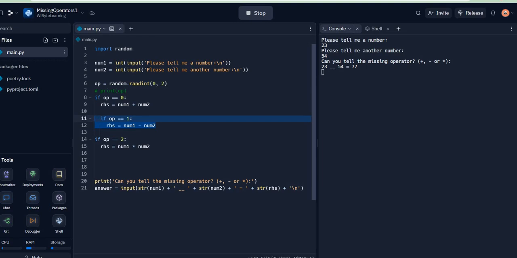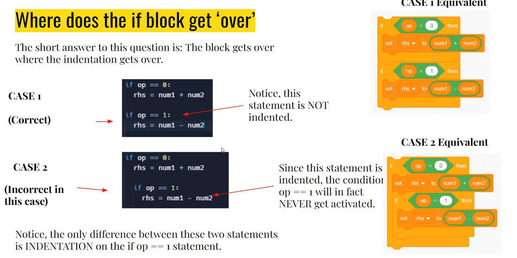To avoid this, the right way is to make sure they are indented correctly. So I'm ending my previous if statement there, I unindent, and then I start the next one. Again, looking at the equivalent Scratch code makes it quite clear. Like I said, this is the incorrect situation. Here what I've ended up doing, somewhat unknowingly sometimes if you're not careful, this code is equivalent to if OP equals 0, set RHS to num1 plus num2, then put another if OP equals 1, set RHS equals num1 minus num2.